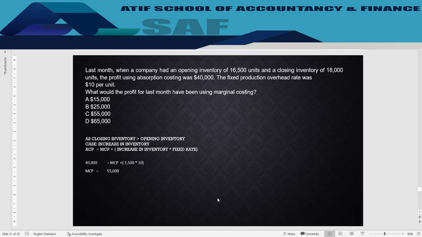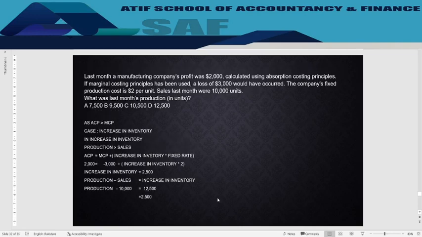Next MCQs, last month a manufacturing company's profit was $2,000 calculated under absorption costing principle. If a marginal costing principle had been used, a loss of $3,000 would have occurred. The company's fixed production cost is $2 per unit. Sales of last month are 10,000 units. What was the last month's production in units?